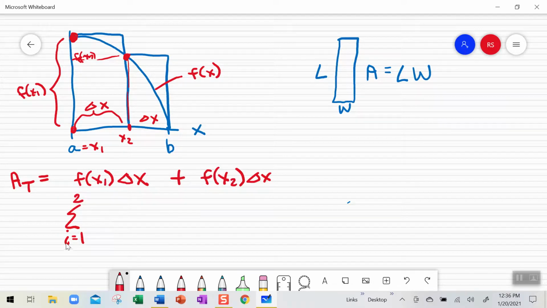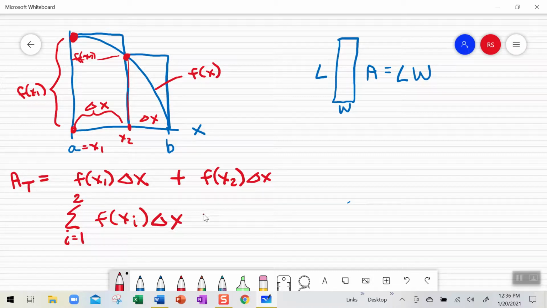So remember, i is an index. Think of it as when i is equal to 1, we're using x sub 1. When i is equal to 2, we're going to go over here and use x sub 2. And so what we're doing is we're finding the summation of i from 1 to 2 of f of x sub i times delta x.